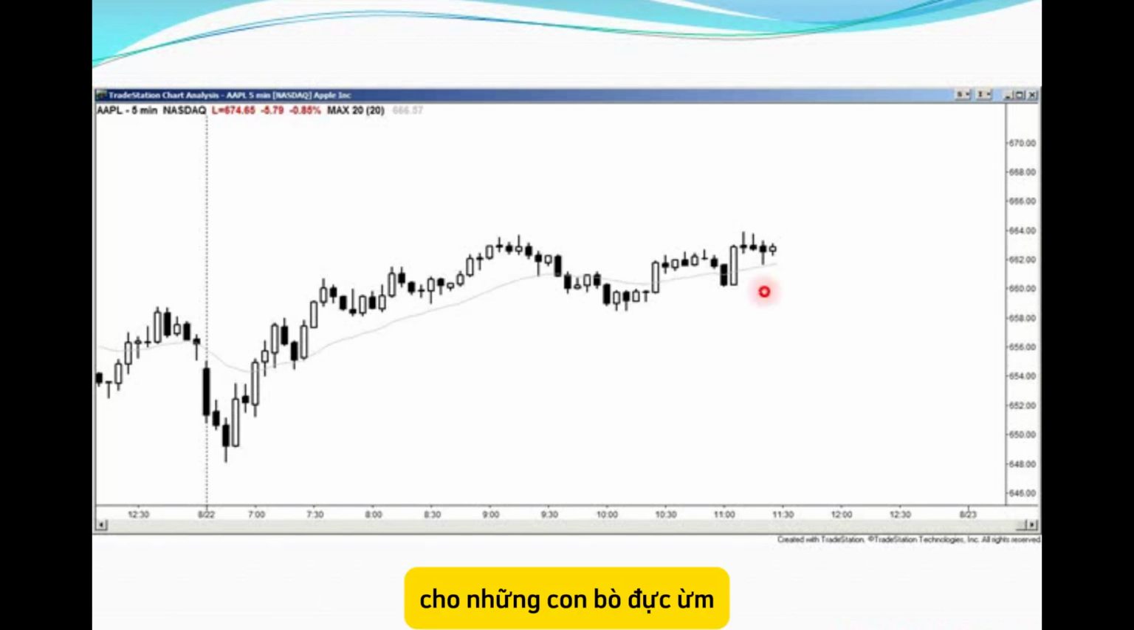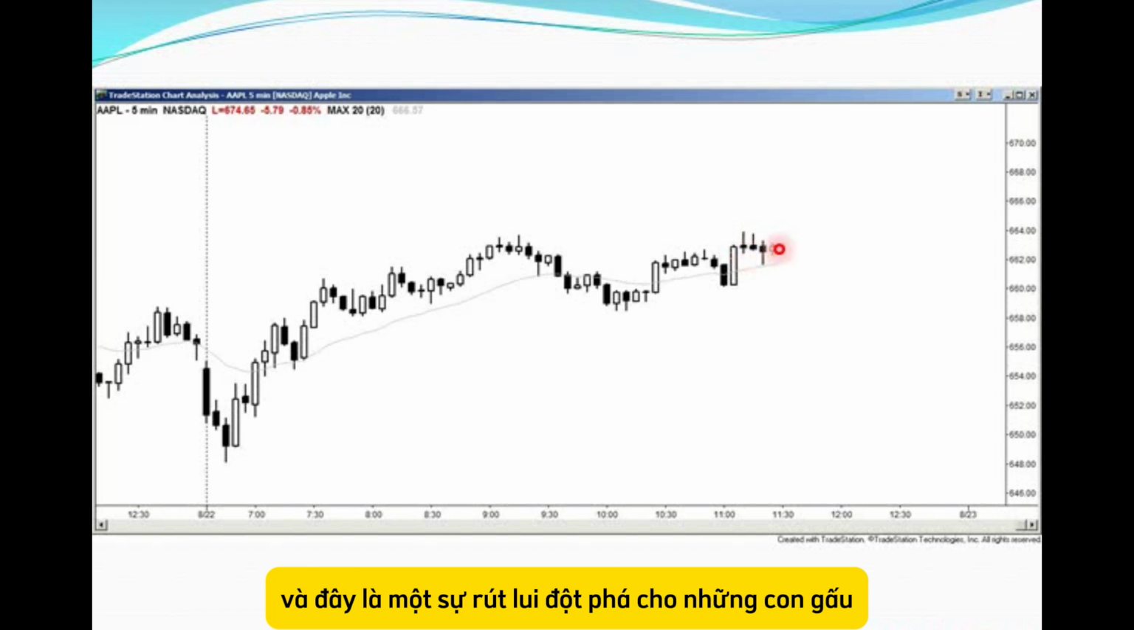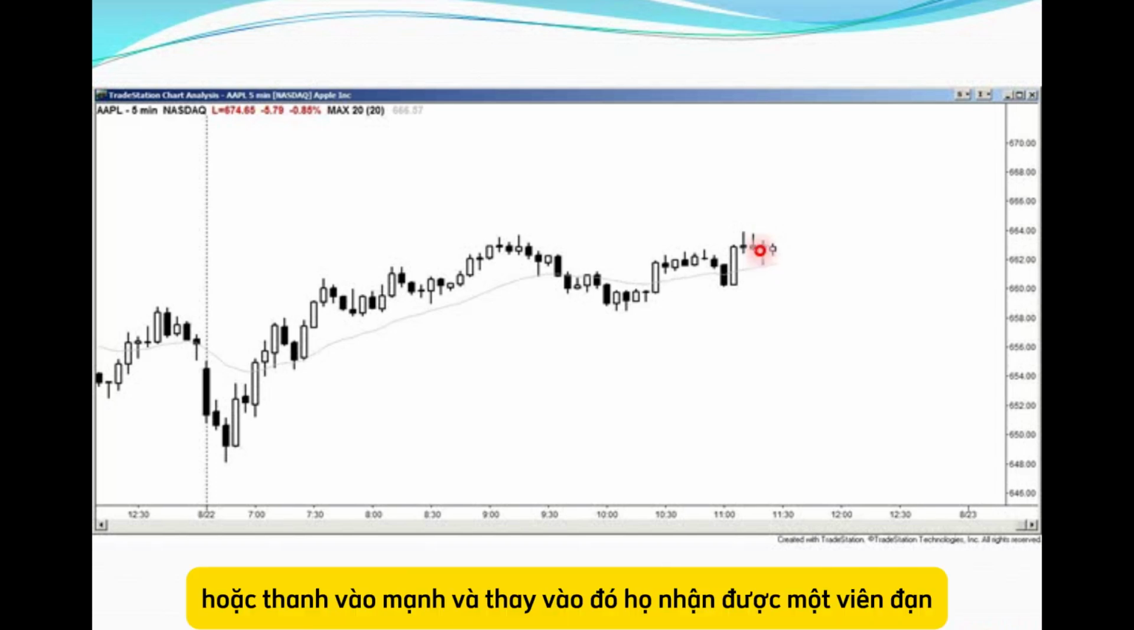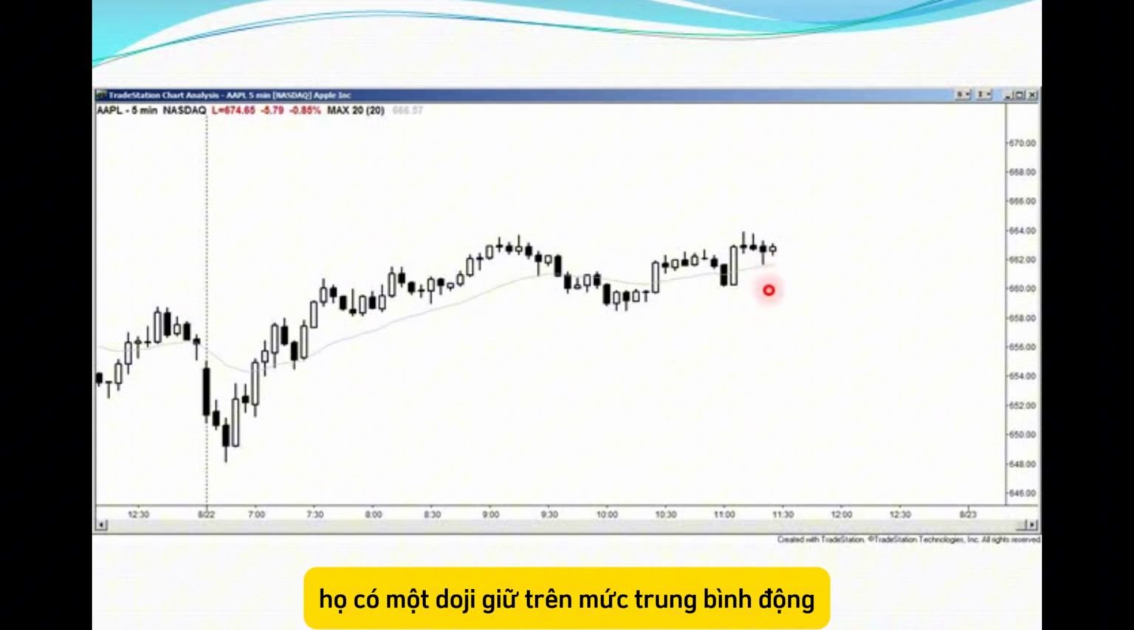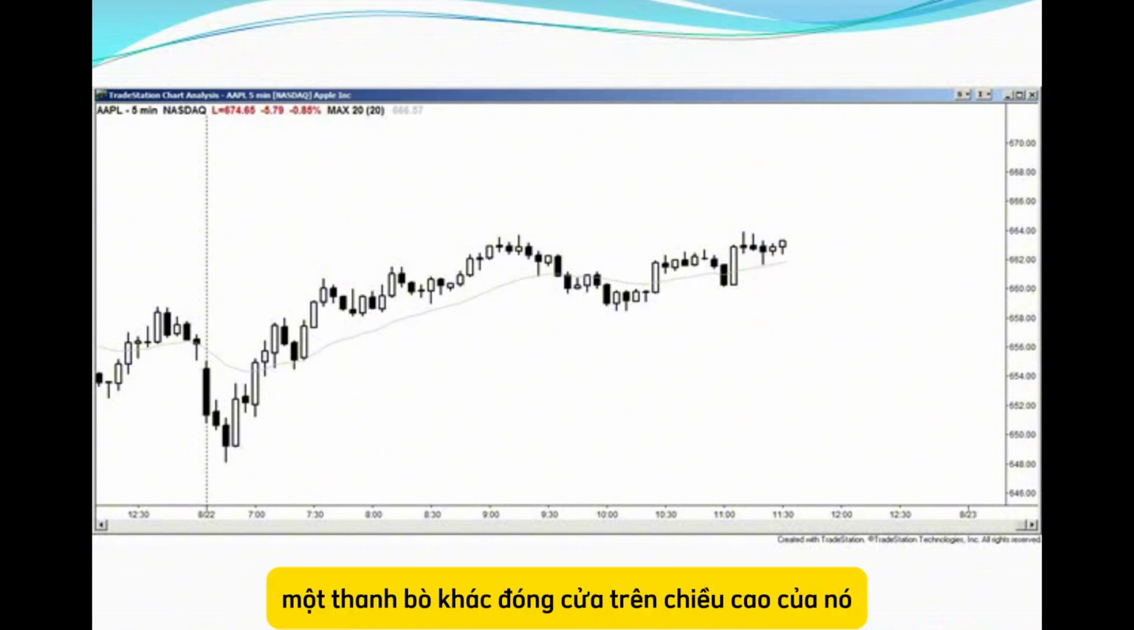For the bulls, they see this as simply a pullback from their breakout, and this is a breakout pullback buy. For the bears, they're not happy with this. They were looking for a strong signal bar or strong entry bar, and instead they got a doji holding above the moving average. This is bad for the bear case. Another bull bar closing on its high.